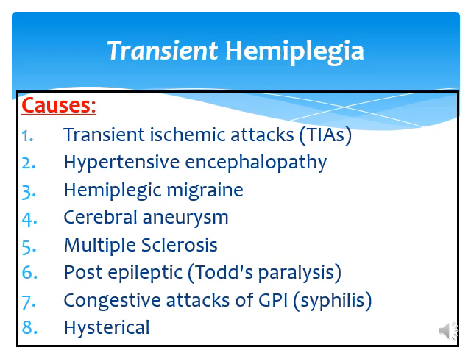It is very important to know the causes of transient hemiplegia, the differential diagnosis of transient hemiplegia. Transient ischemic attacks, we mentioned them in the first lecture. Hypertensive encephalopathy, hemiplegic migraine, now one of the mimickers of stroke, as we mentioned earlier in this lecture. Cerebral aneurysm, multiple sclerosis, post-epileptic, we call it Todd's paralysis. The patient may stay paralyzed on one side after a focal epilepsy for maybe 3 days, 72 hours.